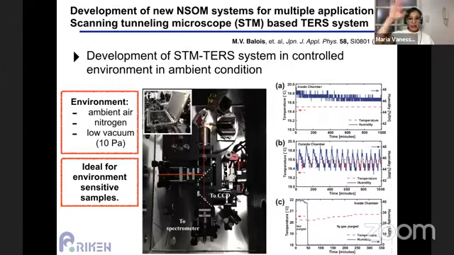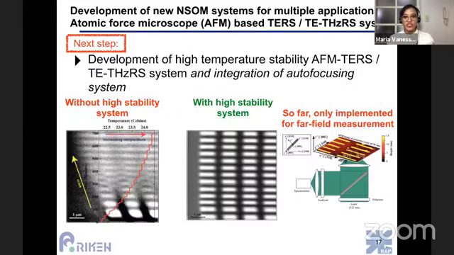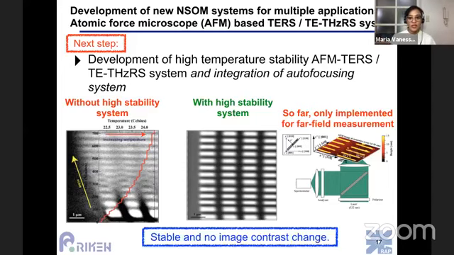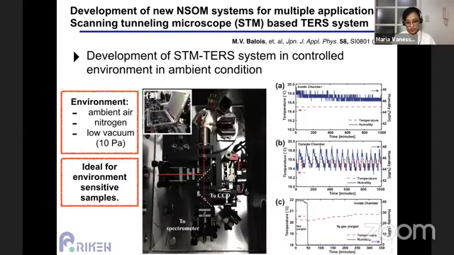Now, the other aspect of the system is, so a while ago I mentioned an atomic force microscope, and now we also have another system which is called a scanning tunneling microscope.